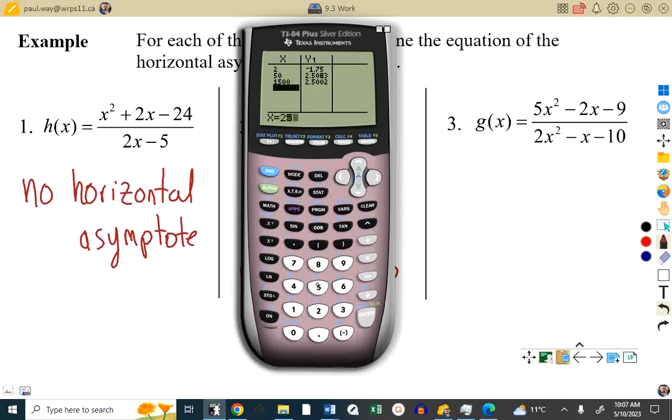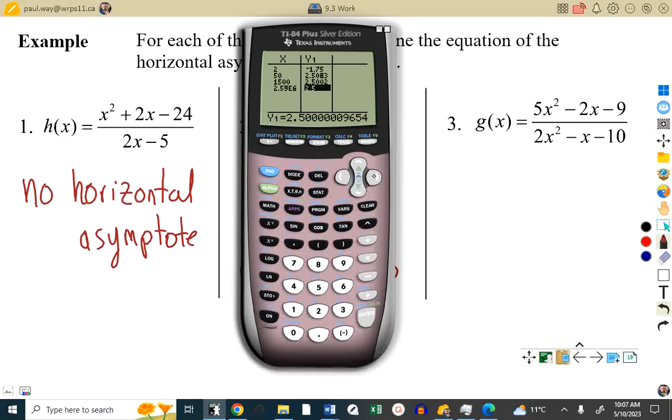If I put in that, I get 2.5. Now, just a second. Do I get 2.5? Well, no, I don't. If I scroll over here and look, it's not 2.5. It's just really close to 2.5. So it's approaching 2.5 for a y coordinate.